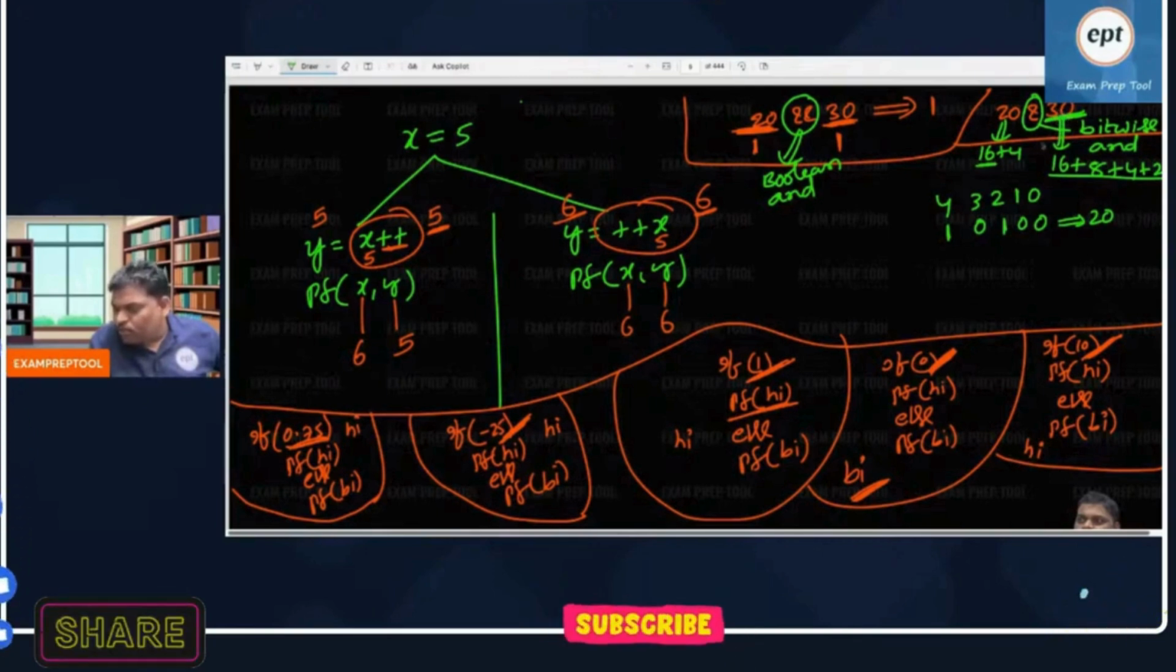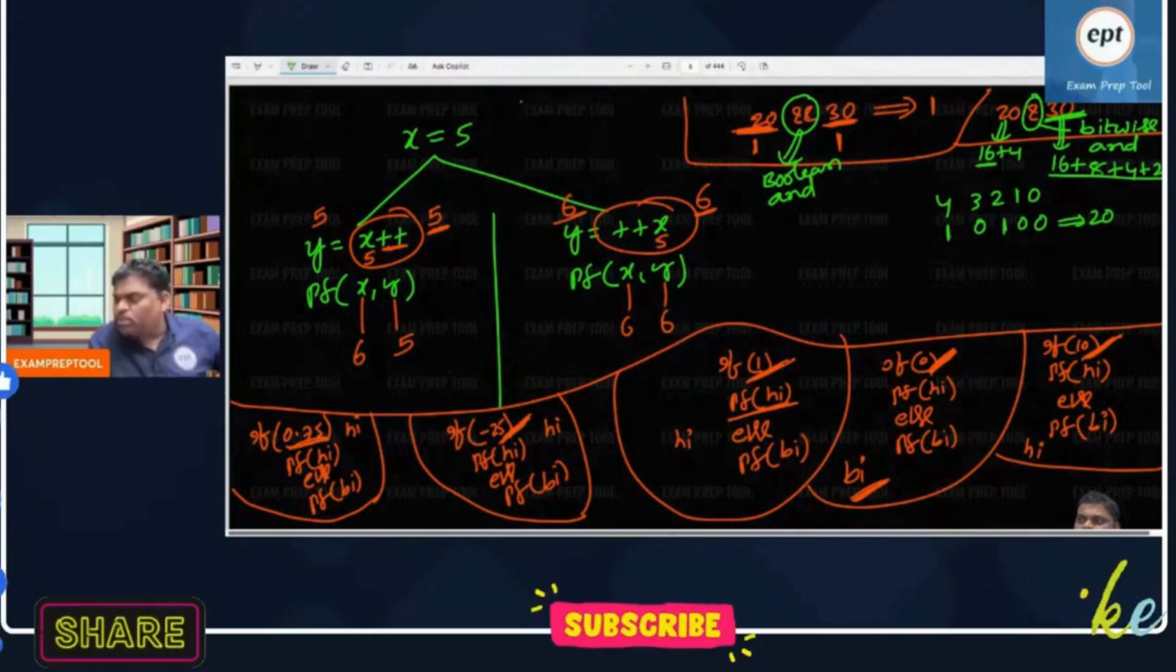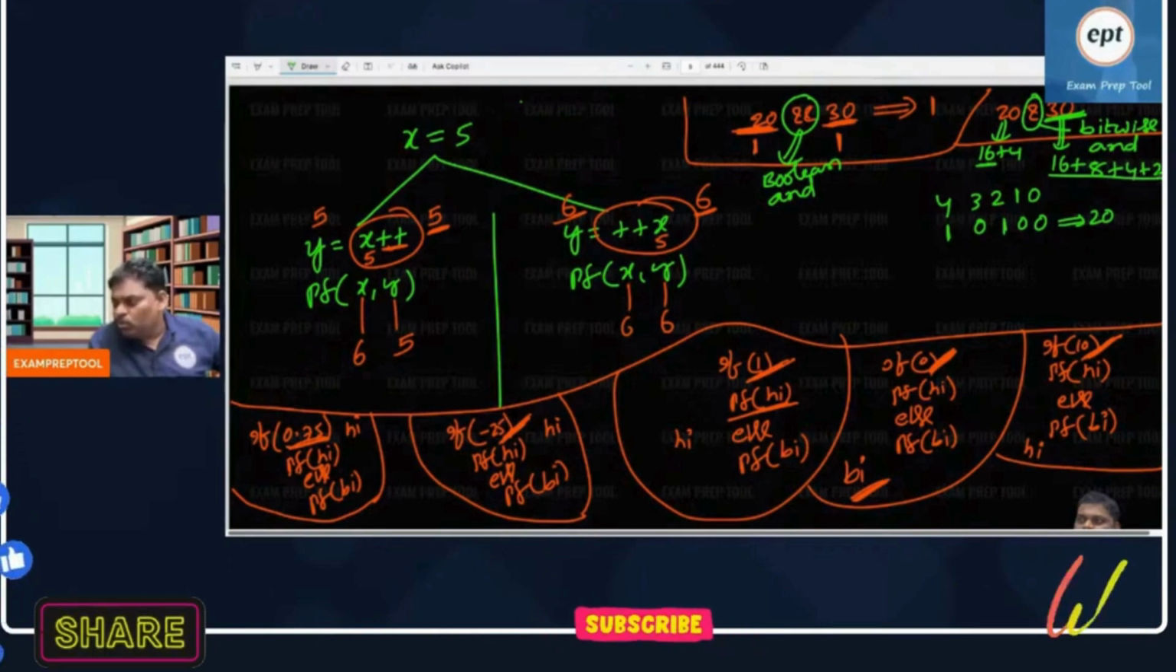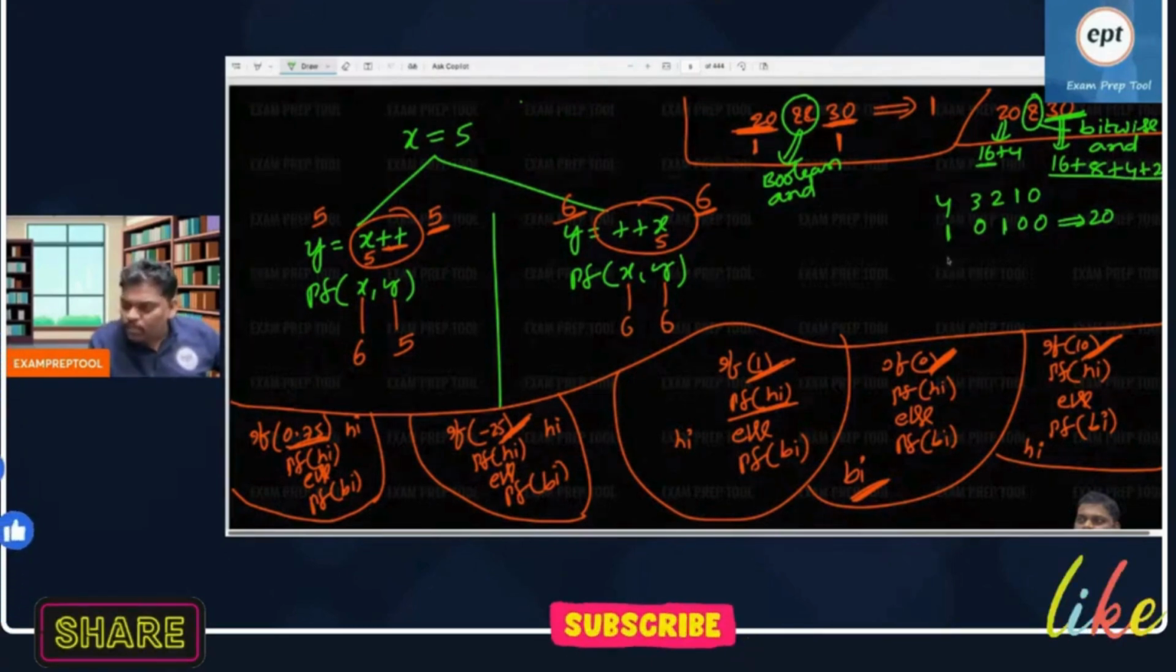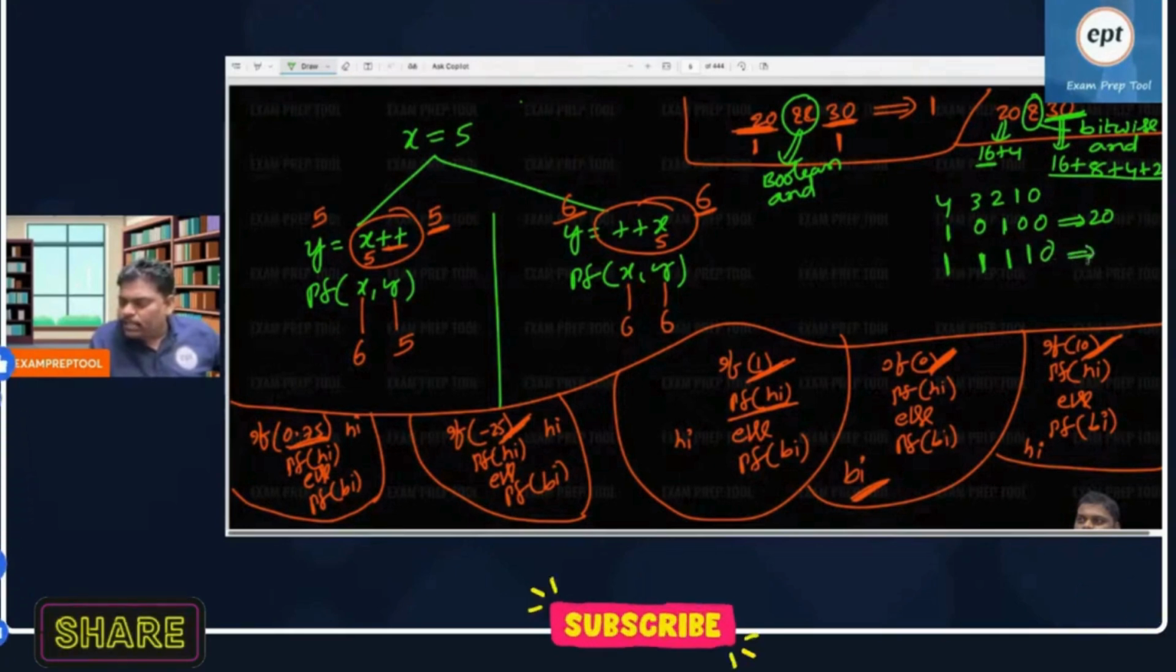For 30, the closest power of 2 without crossing is 2 power 4, 16. Remaining 30 minus 16 is 14. For 14, the closest power of 2 without crossing is 2 cube, 8. 14 minus 8 is 6. For 6, the nearest power of 2 is 2 square, 4. 6 minus 4 is 2, and for 2 it is 2 only. So the fourth bit is 1 because of 2 power 4. The third bit is also 1, because 2 cube. The second bit is also 1, 2 square. The first bit is also 1, 2 power 1. The 0th bit is not required. This is 30.